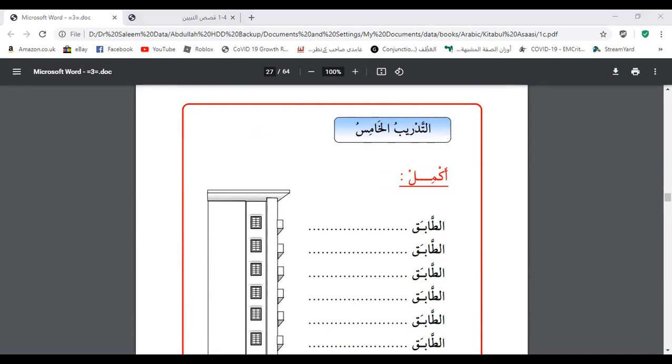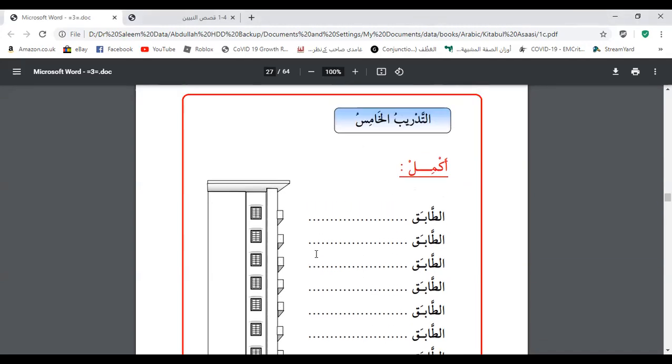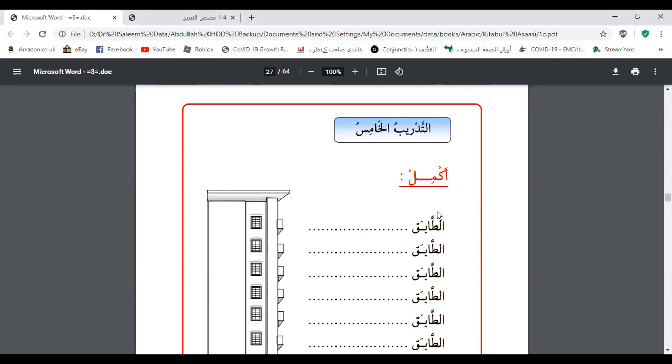Now, so you remember there are cardinal numbers and ordinal numbers, and the difference is, 1, 2, 3, 4 are cardinal numbers, and ordinal numbers are 1st, 2nd, 3rd, 4th. So we're talking about ordinal numbers.